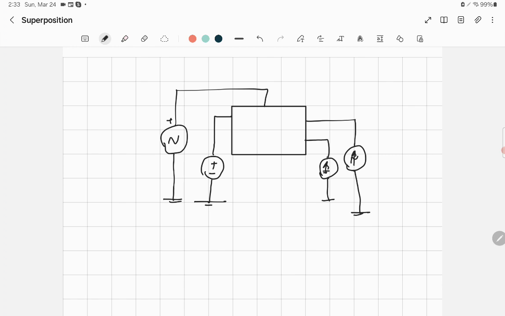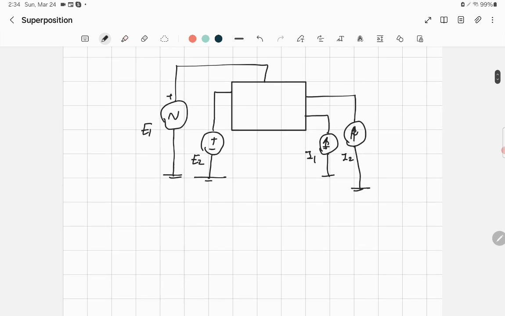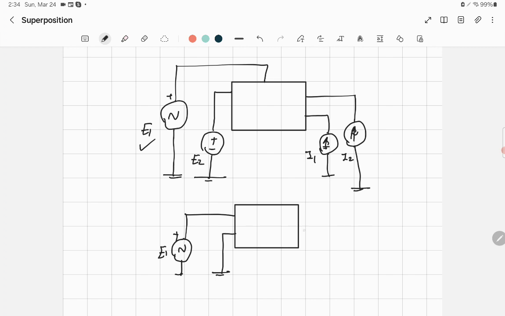So for example, you have sources E1, E2, I1, I2, four sources. Every time you are going to apply only one source, and the other sources you set to 0. For example, in this network, you want to have E1 first. So you will have the same circuit as it is, don't change it, and you apply the first one, E1. So E2 will be 0, so it will be like a short circuit. I1 will be an open circuit, because for a current source, you put I equals 0, it means open circuit. So you will have the circuit with only one source, E1.